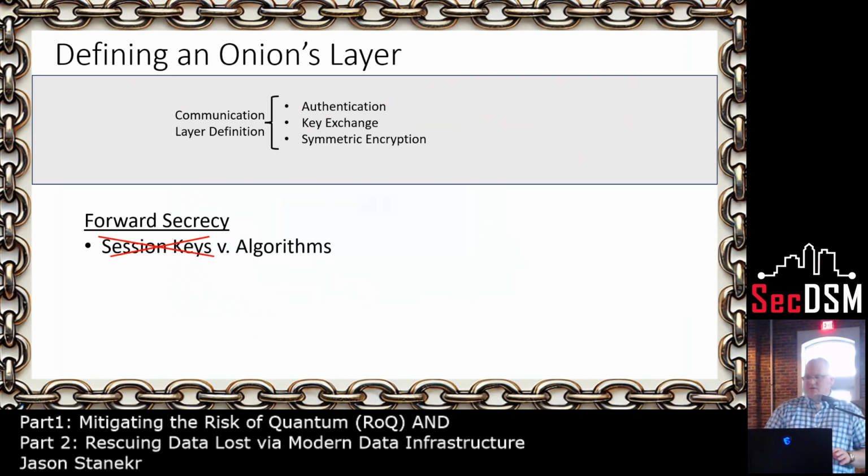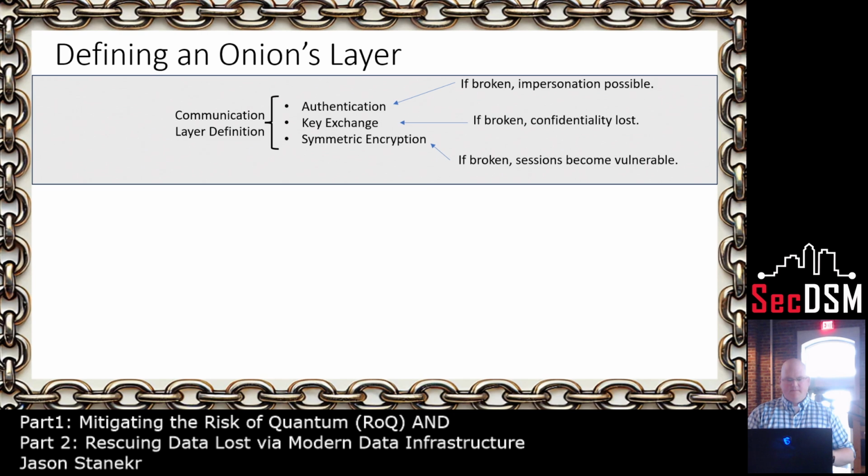So what happens if each of these components break? If our digital signatures are broken, then we risk somebody impersonating us. If the key exchange is broken, we lose confidentiality. And if the algorithm for symmetric encryption is broken, then those sessions become vulnerable. And all of these are things that can be affected by quantum computing.